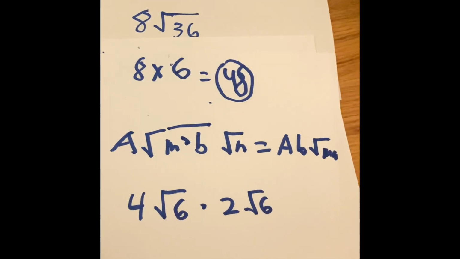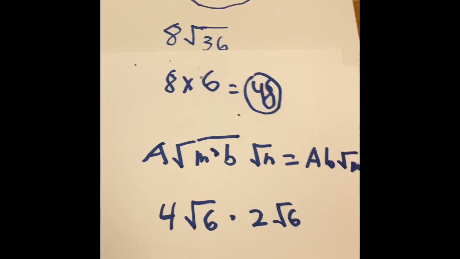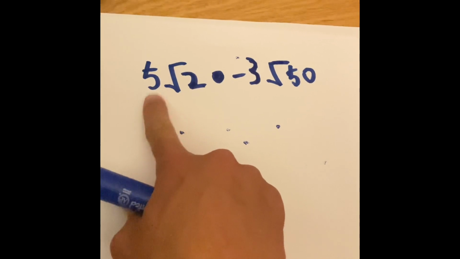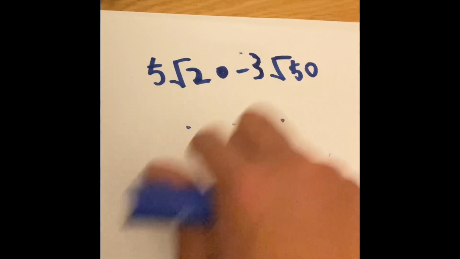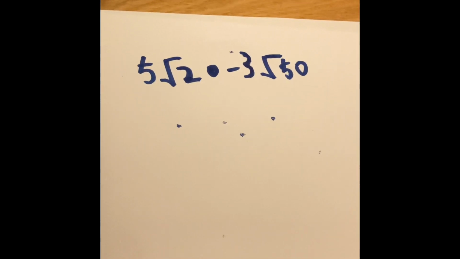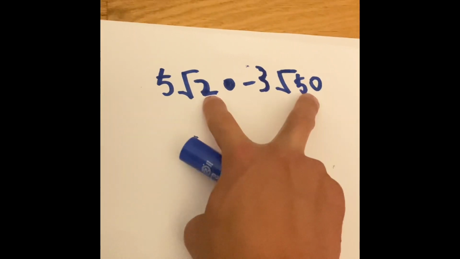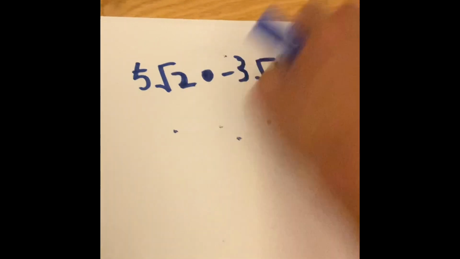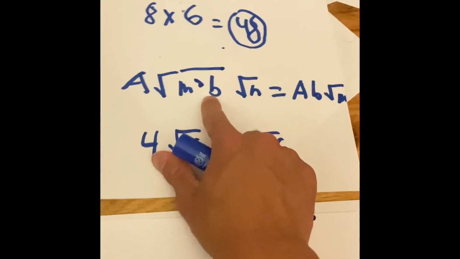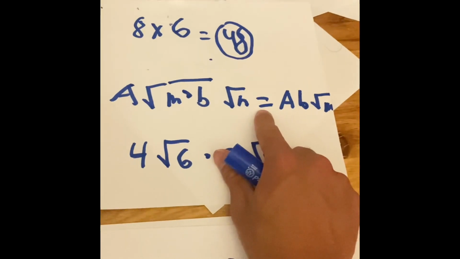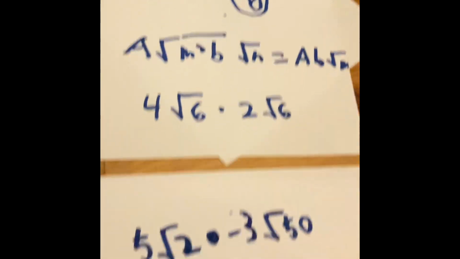There's one more that I want to show you in case you come across it during a math test or a math assessment. We have 5 square root of 2, multiplied by -3 square root of 15. Do you think we are going to do the exact same thing as the last problem? Actually, yes. When you have two different radicals, it doesn't change the rule. It's basically the same rule: a times b, square root of m times n.